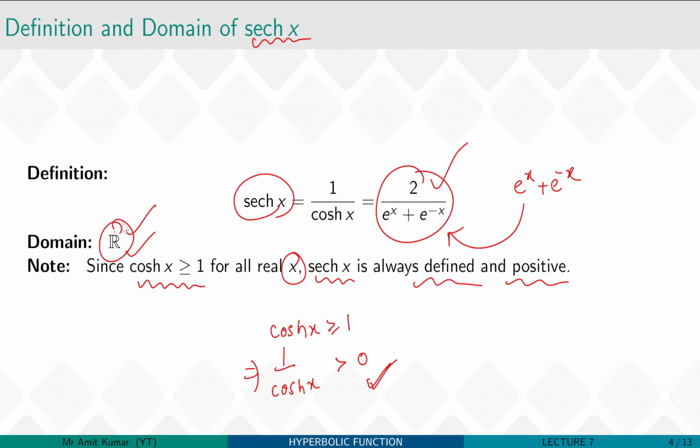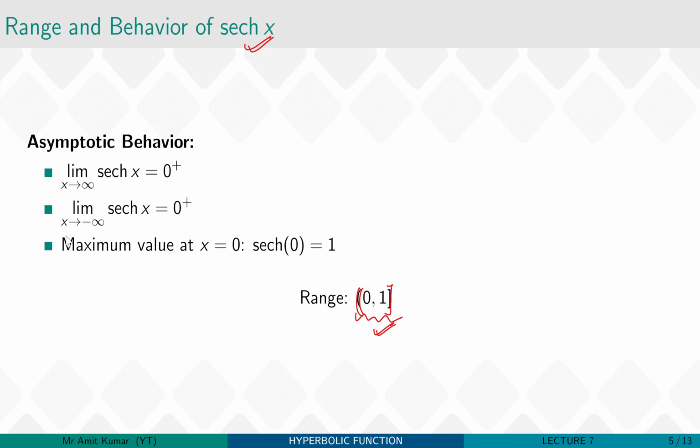Since the domain is R, the function is defined over all the real numbers. Now why is the range the semi-open, semi-closed interval 0, 1? Basically, the formula for sech x is equal to 1 by cosh x. And we know that cosh x is greater than or equal to 1 for all values of x.